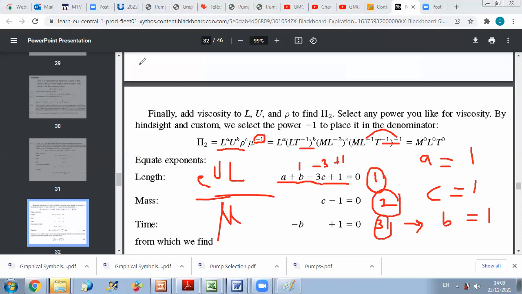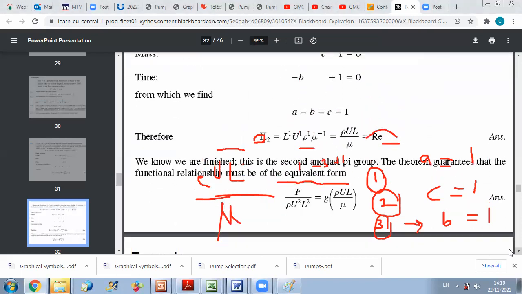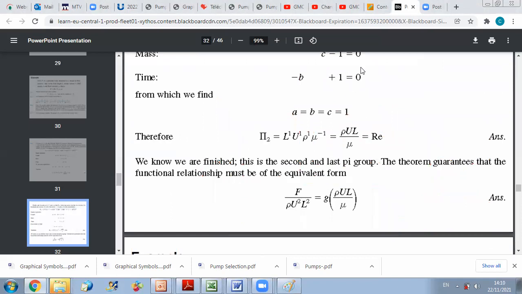Okay, so what do we deduce now in this case? We deduce that we have 2 groups in this problem. So all we have to do is draw a chart. The first axis will be the group of the first variable F, meaning F over rho u square L square.